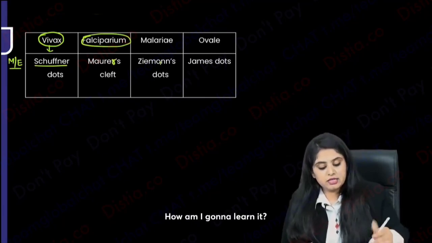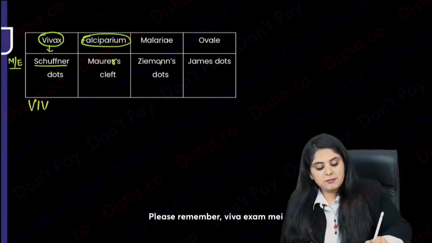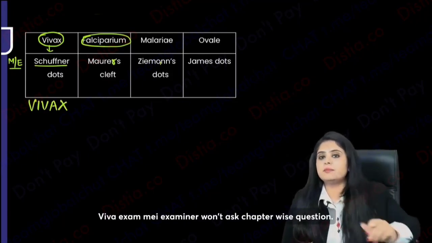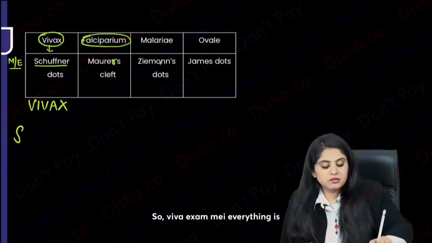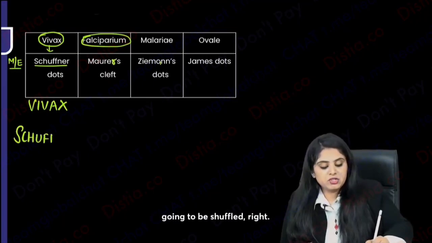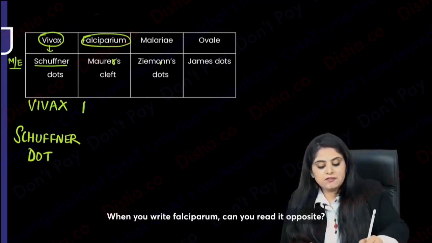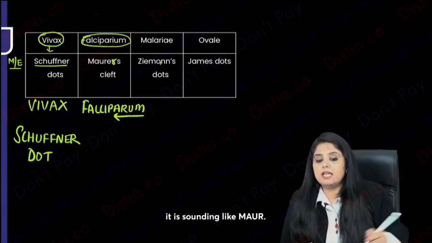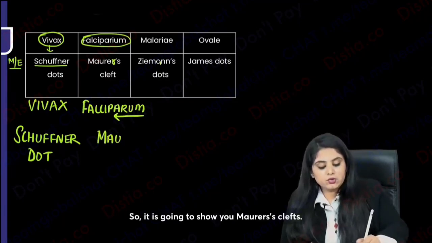How am I going to learn it? Please remember, in the viva exam the examiner is always going to keep shuffled questions. In the viva exam the examiner won't ask you chapter-wise questions. So in the viva everything is going to be shuffled, right? So Schaffner's dots for Vivax. When you write falciparum, can you read it opposite? If you read it opposite, it sounds like MAUR. So it is going to show you Maurer's clefts.